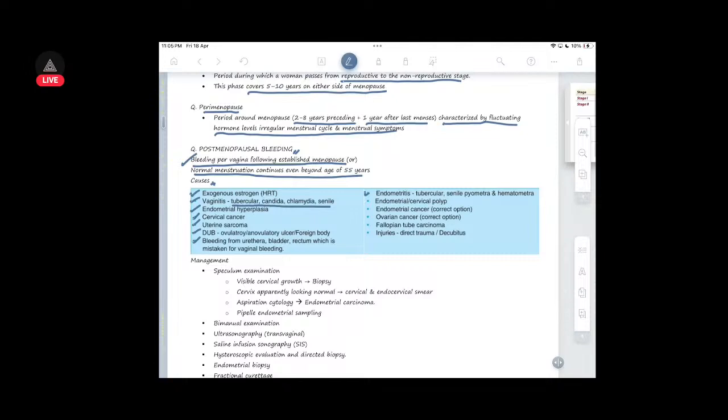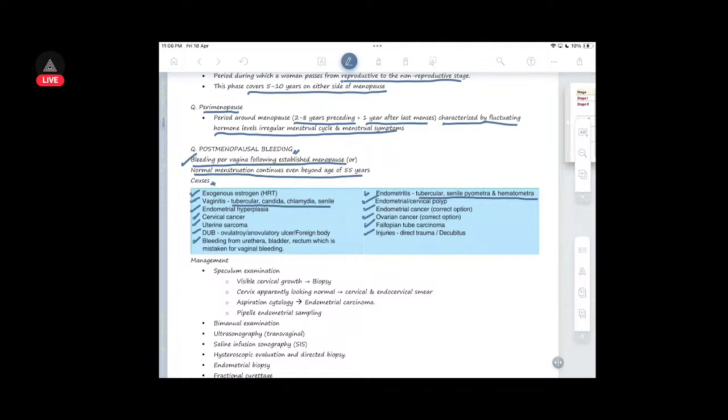Then endometritis, which is tubercular, senile, pyometra and hematometra. Endometritis may be there. Endometrial or cervical polyp, endometrial cancer, ovarian cancer, fallopian tube carcinoma, and injuries, which is direct trauma or decubitus ulcer. So it can be exogenous HRT, vaginitis, endometritis, endometrial polyp, endometrial carcinoma, ovarian carcinoma, fallopian tube carcinoma, trauma, cervical carcinoma, uterine sarcoma.